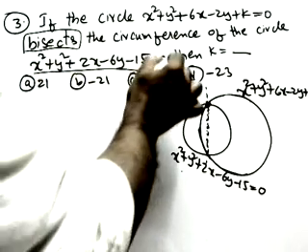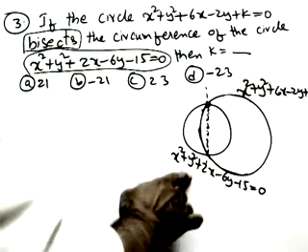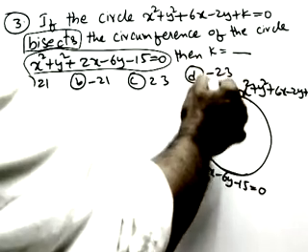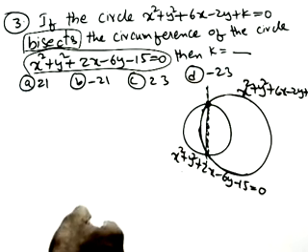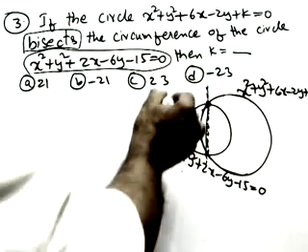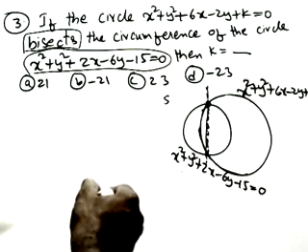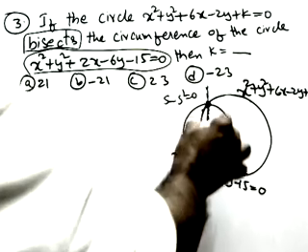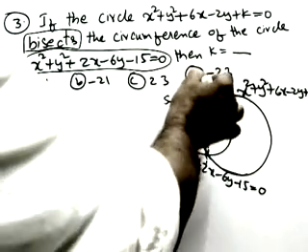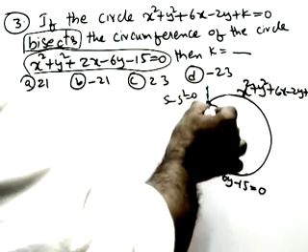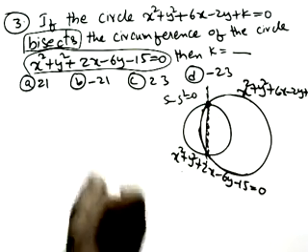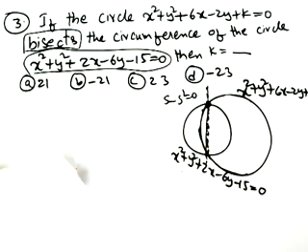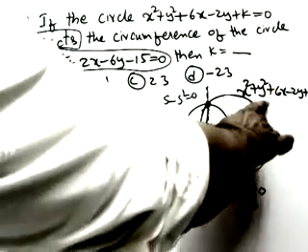This bisects the second circle. That means the center of the second circle lies on the common chord. So how can we find the common chord? If you subtract these two circles, you will get the common chord. That common chord will be the diameter of the second circle. So if you substitute the center here, you will get the value of k.